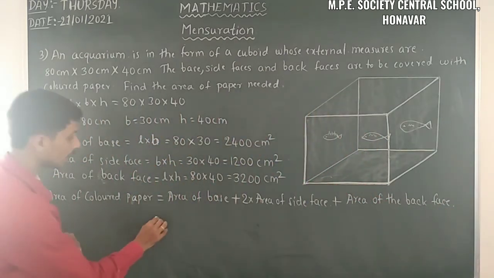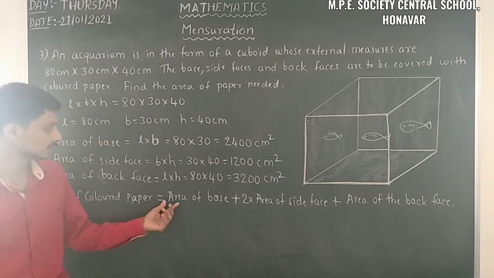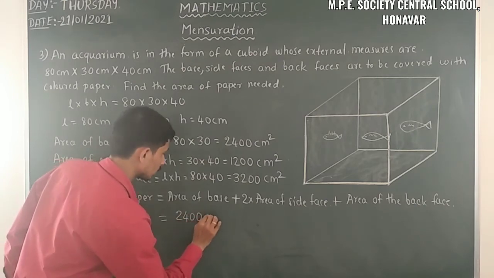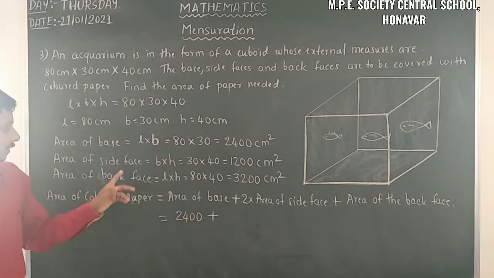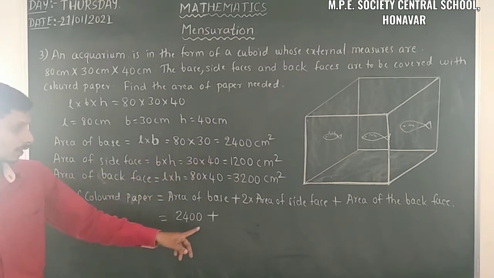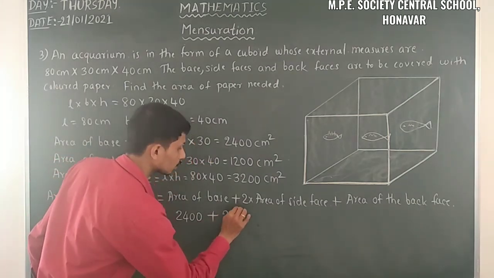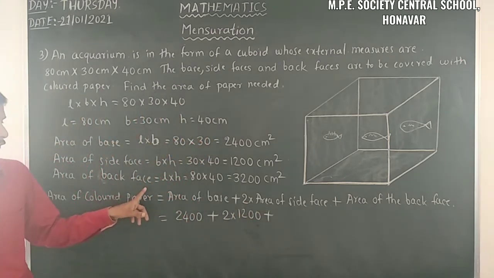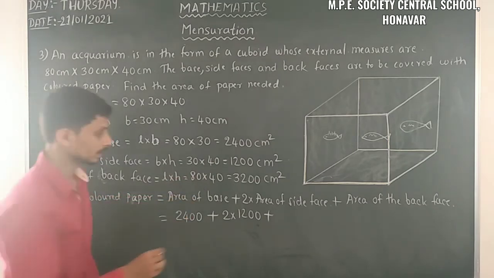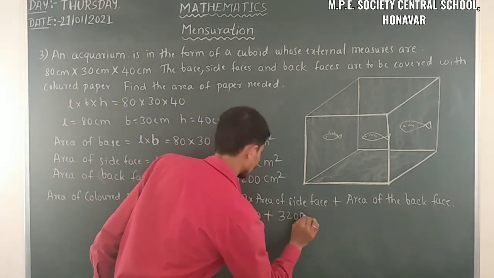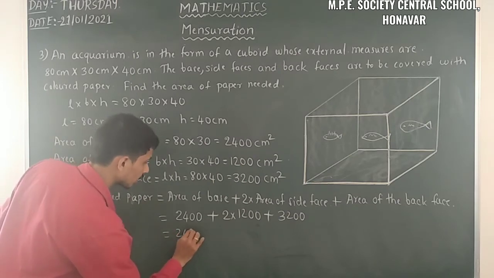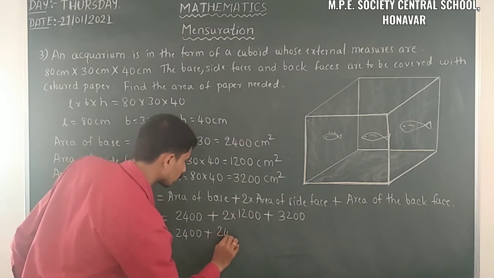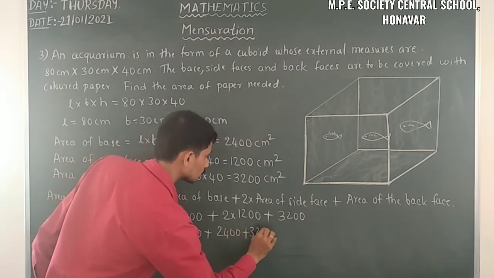So then we have to add all this. We have to substitute all the values. Area of base is 2400 plus 2 into area of side face. What is the side face here? 1200. So we have 2 into 1200 plus area of back face. It is 3200. One time we have 3200. Then it is equal to 2400 plus 2 into 1200, which means it is 2400. Again we have 3200.